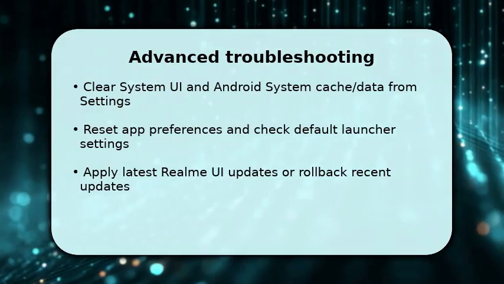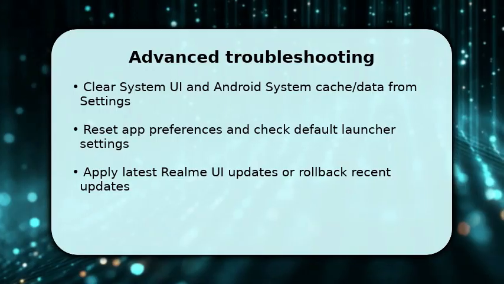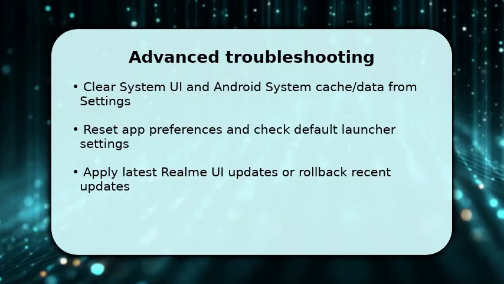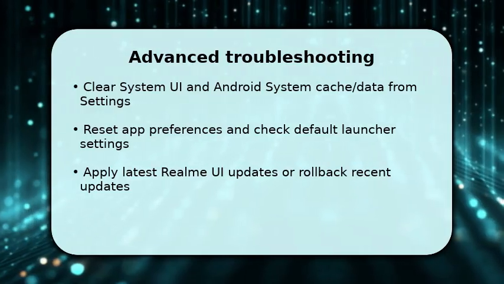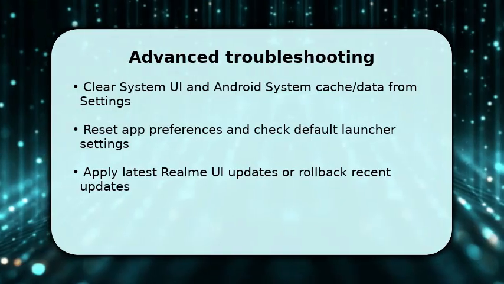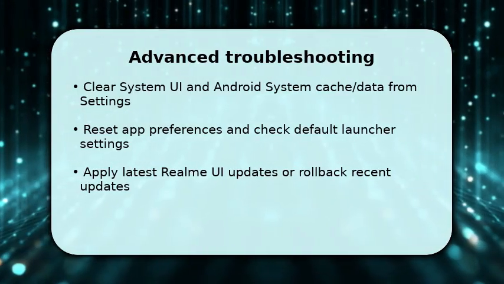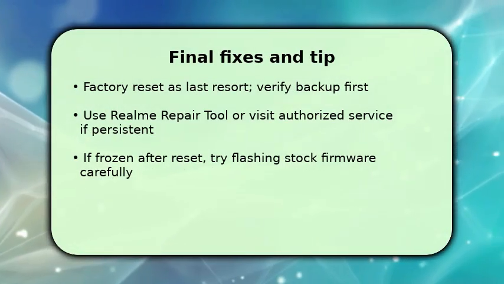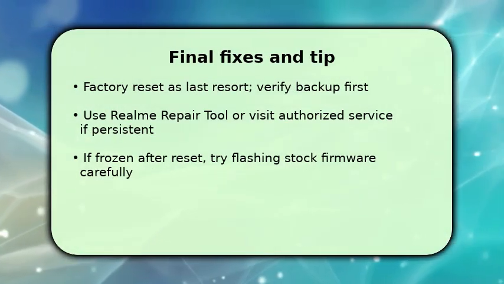Next, reset app preferences to restore disabled services and confirm your default launcher isn't corrupted. Make sure system updates are applied. If the issue started after an update, consider rolling back the offending app update from Play Store or uninstalling its updates. If problems persist, perform a factory reset, but only after verifying your backup.